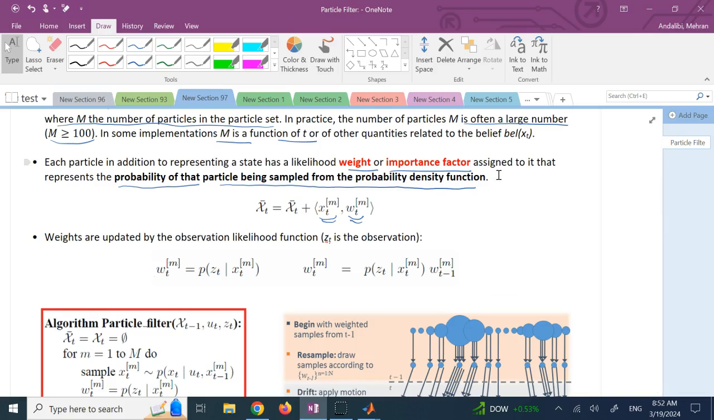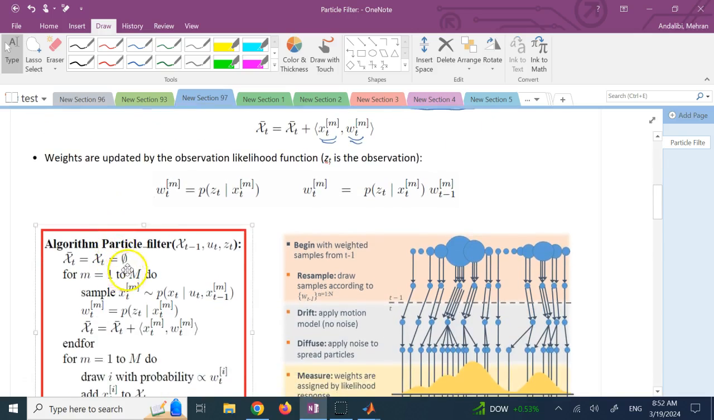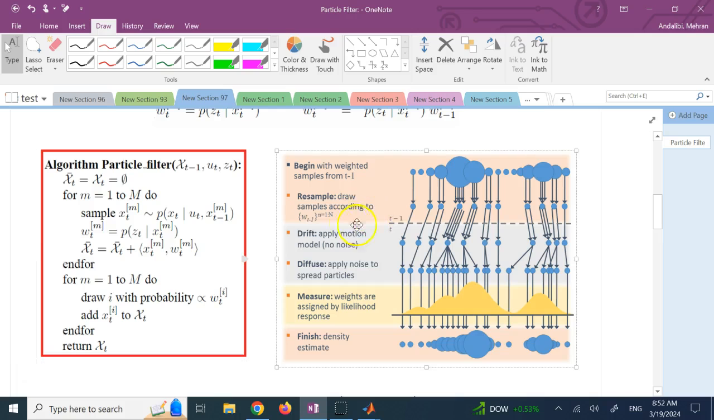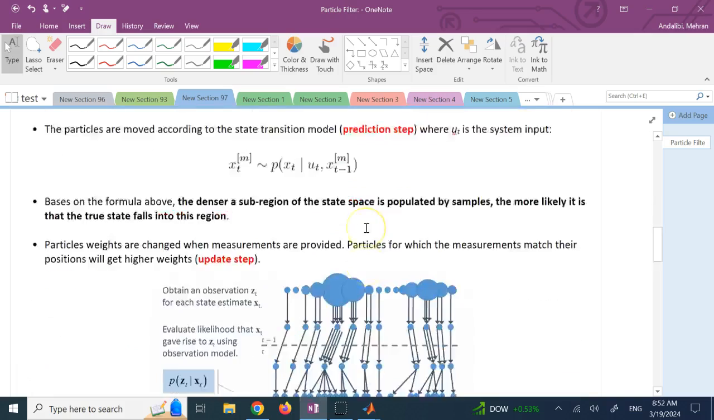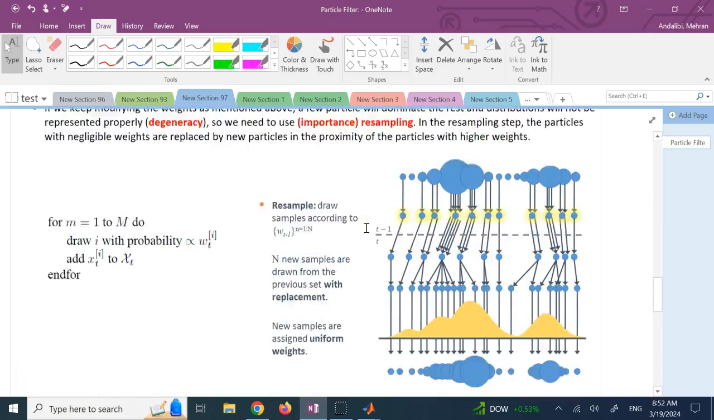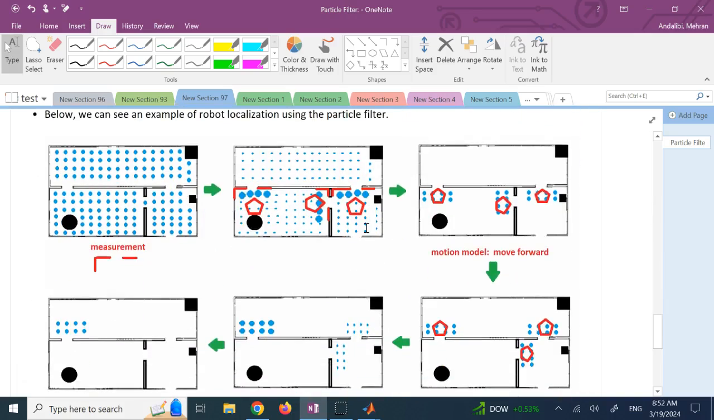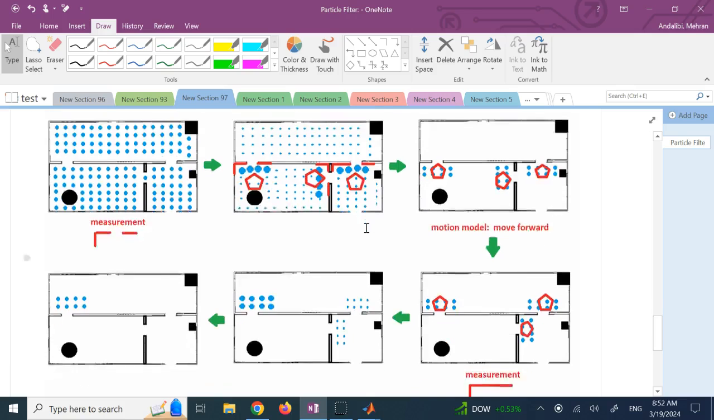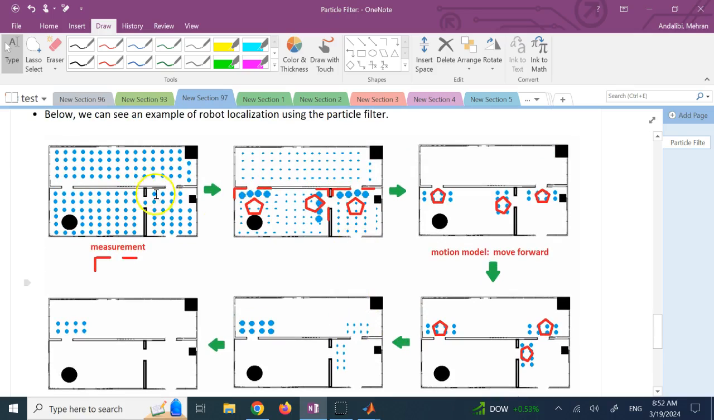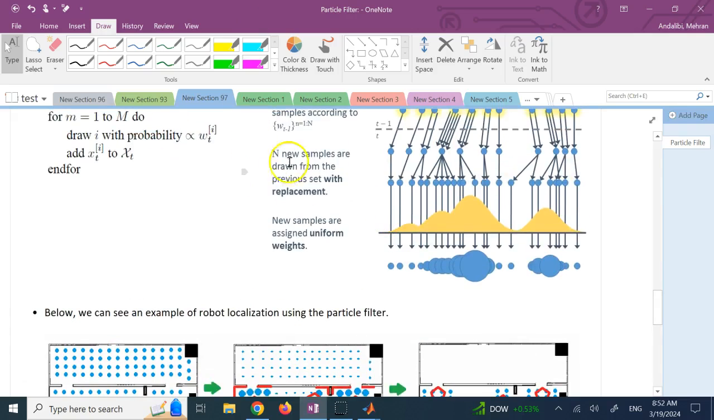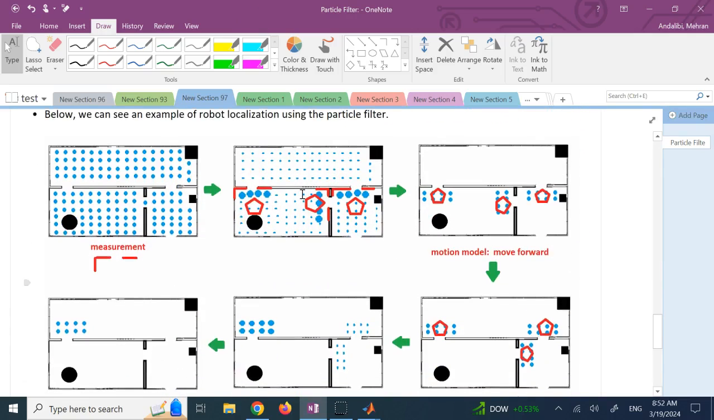So there is the algorithm here, and there are some pictures that I'm going to explain. But before I go through all of this, I want to show you an example for robot localization. I want you to see in practice what the particle filter is doing, and then we go through the math and these good pictures.